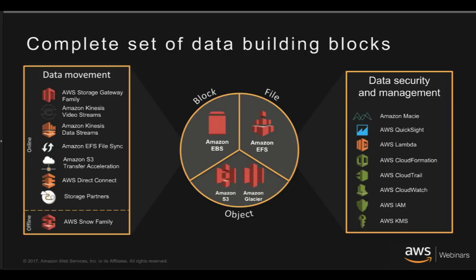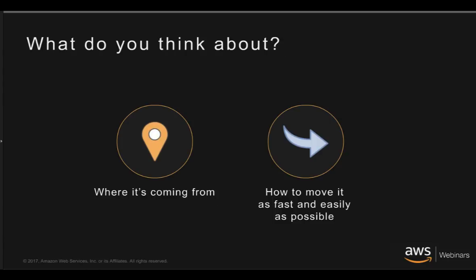And then with object storage, data is stored in a container called an object, and each object is identified by a unique key. Objects are stored in a flat space. There is no hierarchical structure. We provide a simple API to get and put data based on this key. This is commonly accessed over the internet. And for this storage type, we have Amazon S3 and Amazon Glacier. Around these core storage services are a number of data movement tools and data movement services, as well as some data security and management services.